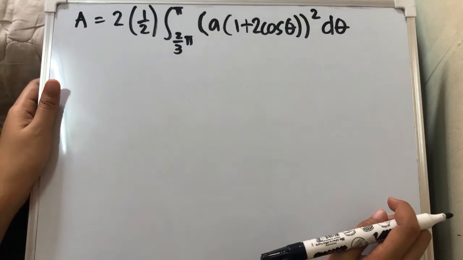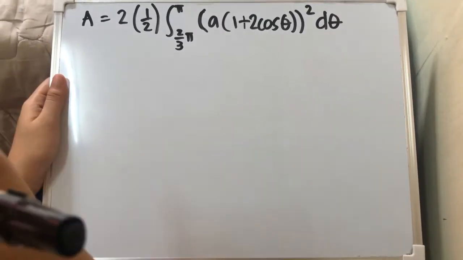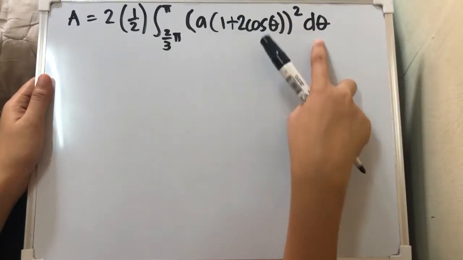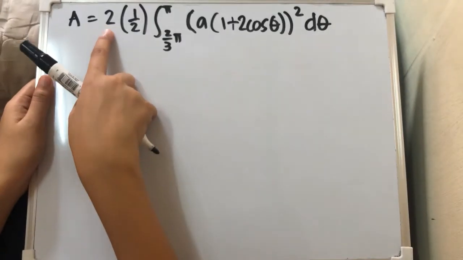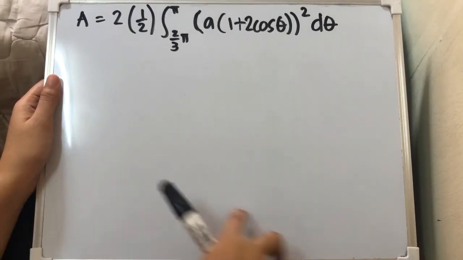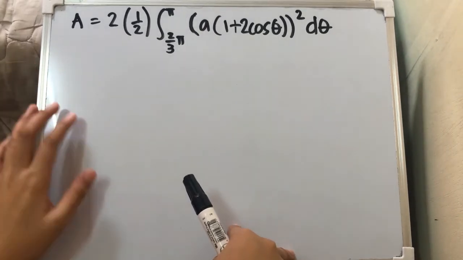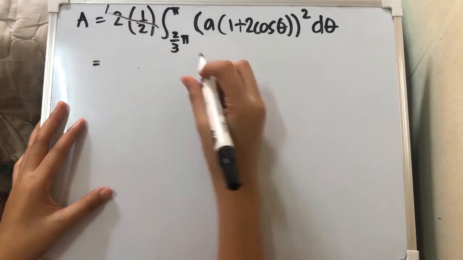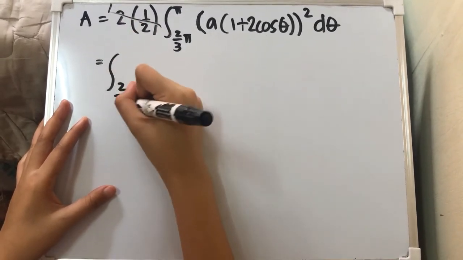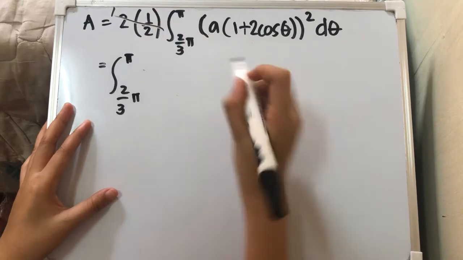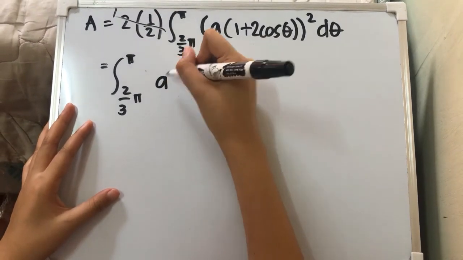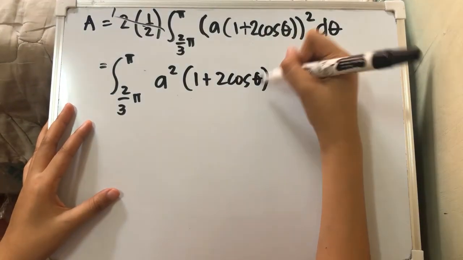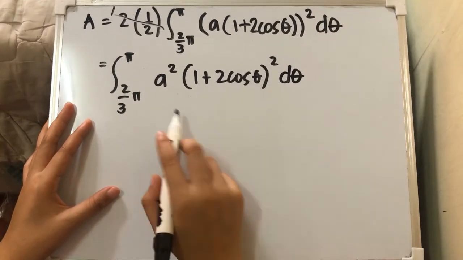So now we have the equation of our area as 2 times 1/2 integral from 2/3 pi to pi of r squared d theta. The 2 here is, again, since it touched two quadrants of our plane or in our polar curves, so meaning to say this can also be equivalent to 1. Then we have now from 2/3 pi to pi, and then for this one, this is also equivalent to a squared times (1 plus 2 cos theta) squared d theta.